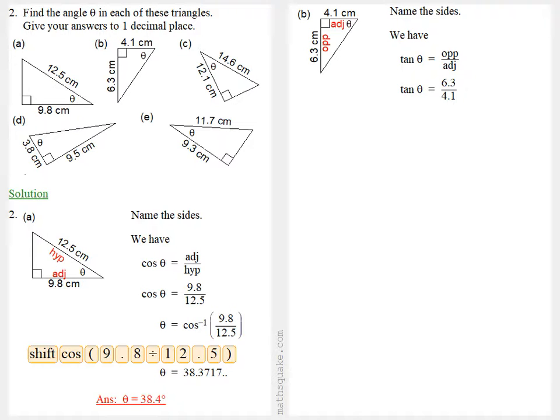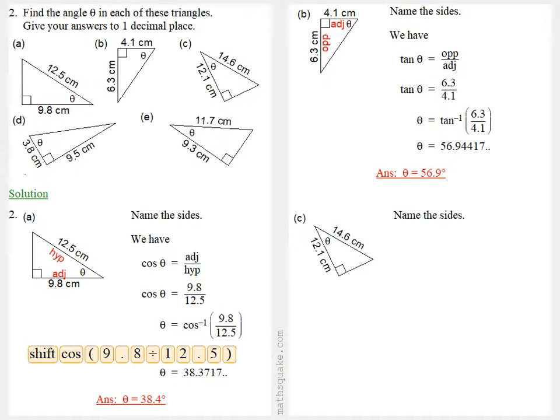And to work that out, we take the tangent to the other side by making it the inverse tangent, or on the calculator, shift tan. So theta equals the inverse tangent in brackets of 6.3 over 4.1. And that gives us the answer, theta equals 56.94417. Rounding that off to one decimal place, we get our answer, theta equals 56.9 degrees.